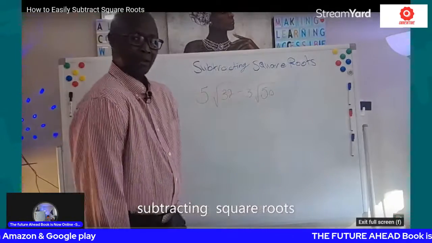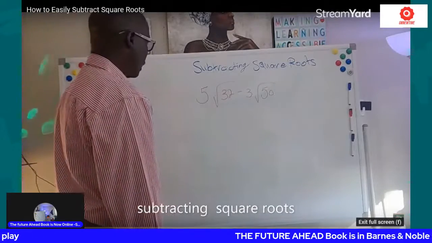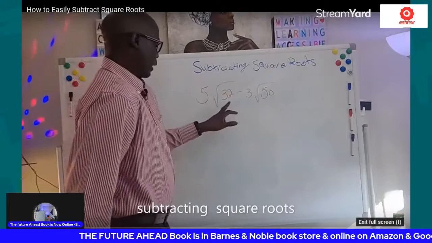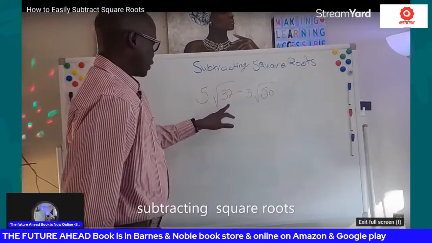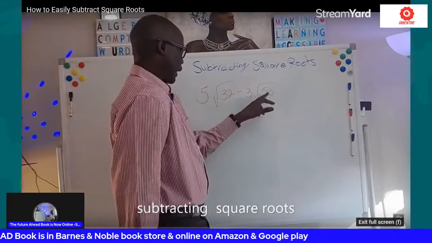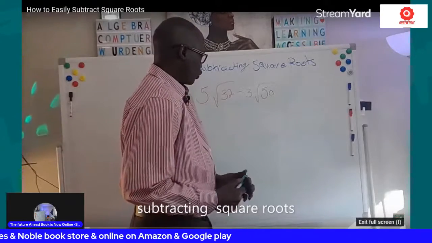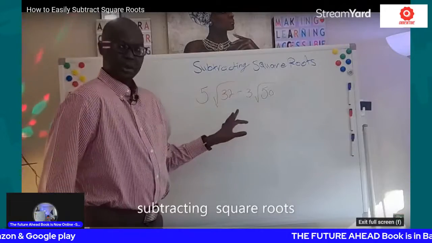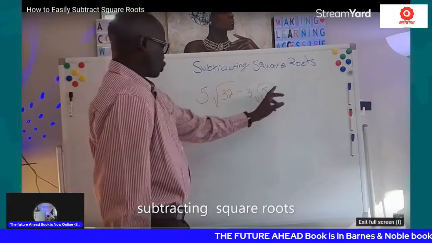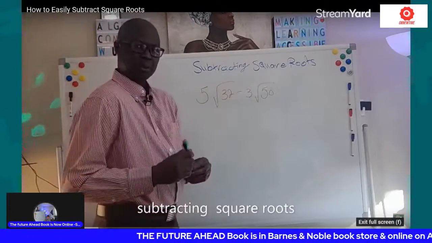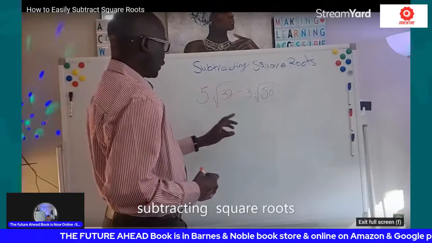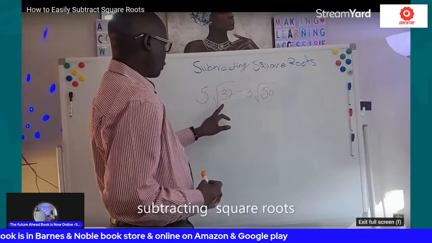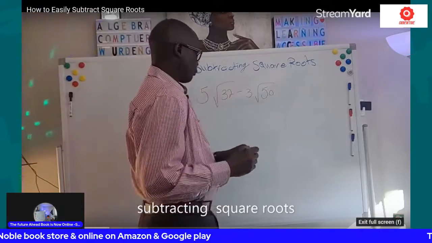In this exercise, we will use a subtraction rule. Subtract the square root of 32 minus 3 times the square root of 50. As you can see here, you have two different square roots, and to solve it, you have to simplify the square root of 32 and the square root of 50.